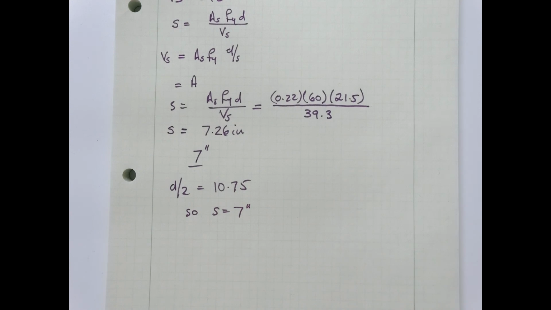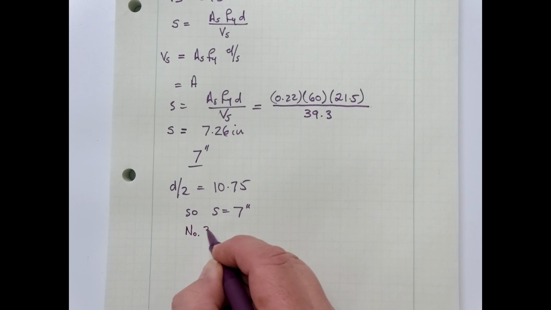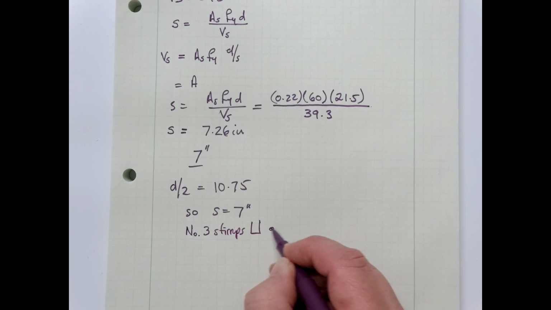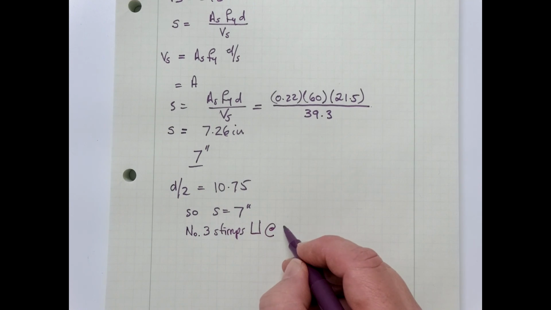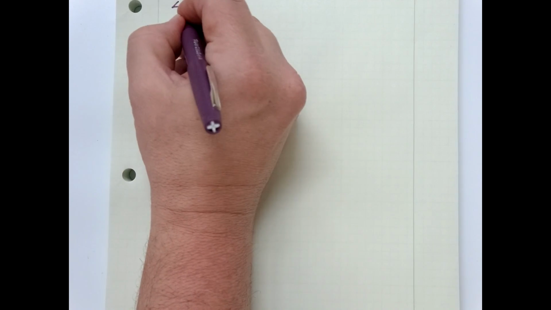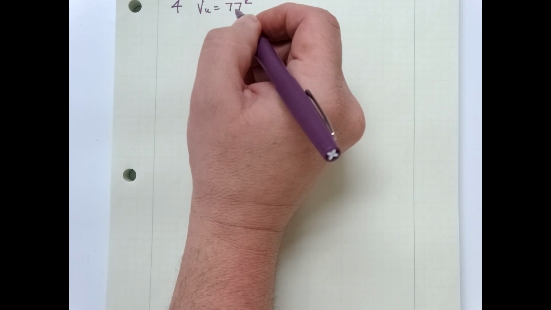And we'll go ahead, so we have number 3 stirrups, U-shaped, at 7 inches. Pretty easy, right, so far? Let's do the last one. Number 4, now our demand is 77 kips.